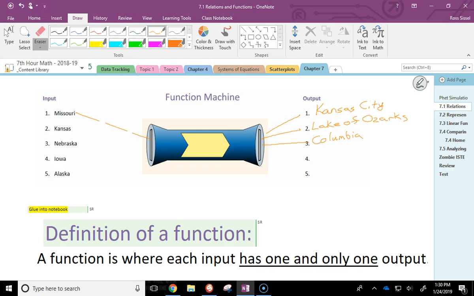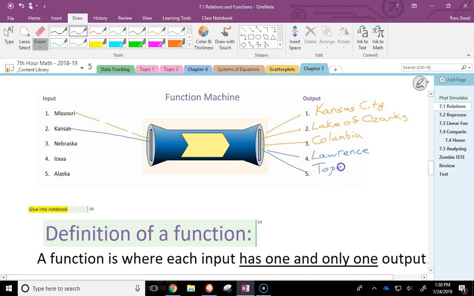So on this one, I went to Kansas City. When I put Kansas in, what might come out? Lawrence. How do you know that? Topeka, the capital. Topeka. Everywhere.